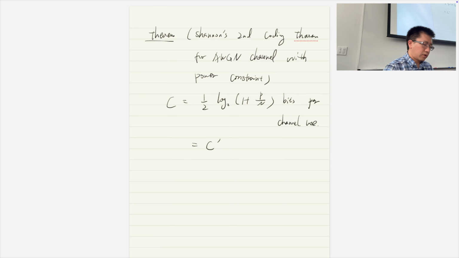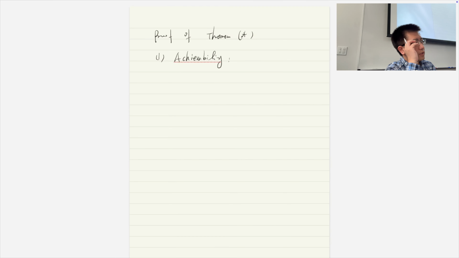Okay, great. So now let's get started to prove. Let's denote this as theorem star. Proof of theorem star. The proof here is, again, very similar to before, so let's go over it very fast. The first one, we're going to show the achievability. So what should we use for achievability?